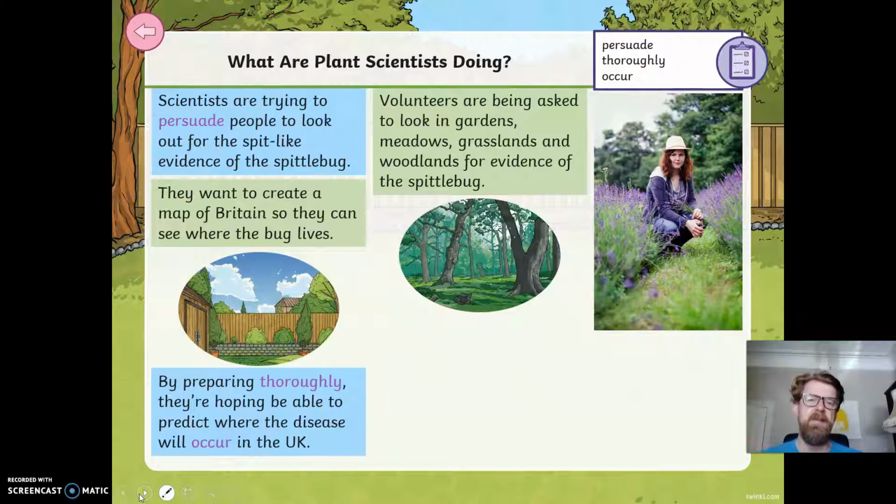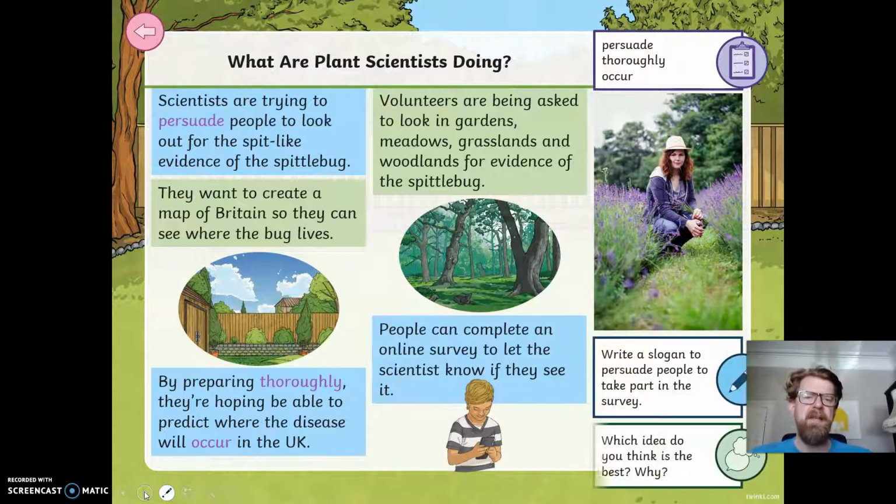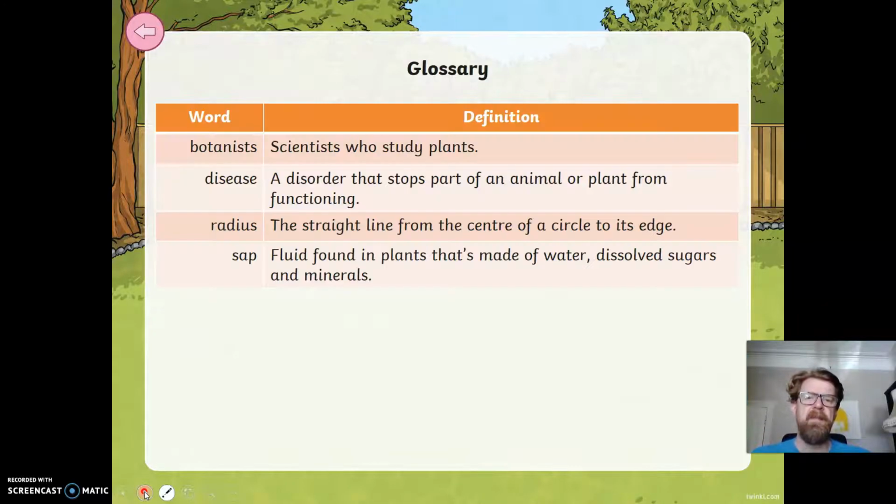Now, I know I've got some in my garden. They particularly like rosemary bushes. So I'm going to be going out there later and have a look with Jem to see if we can find some, see what sort of spittlebugs they are. And then you can complete an online survey if you wish.